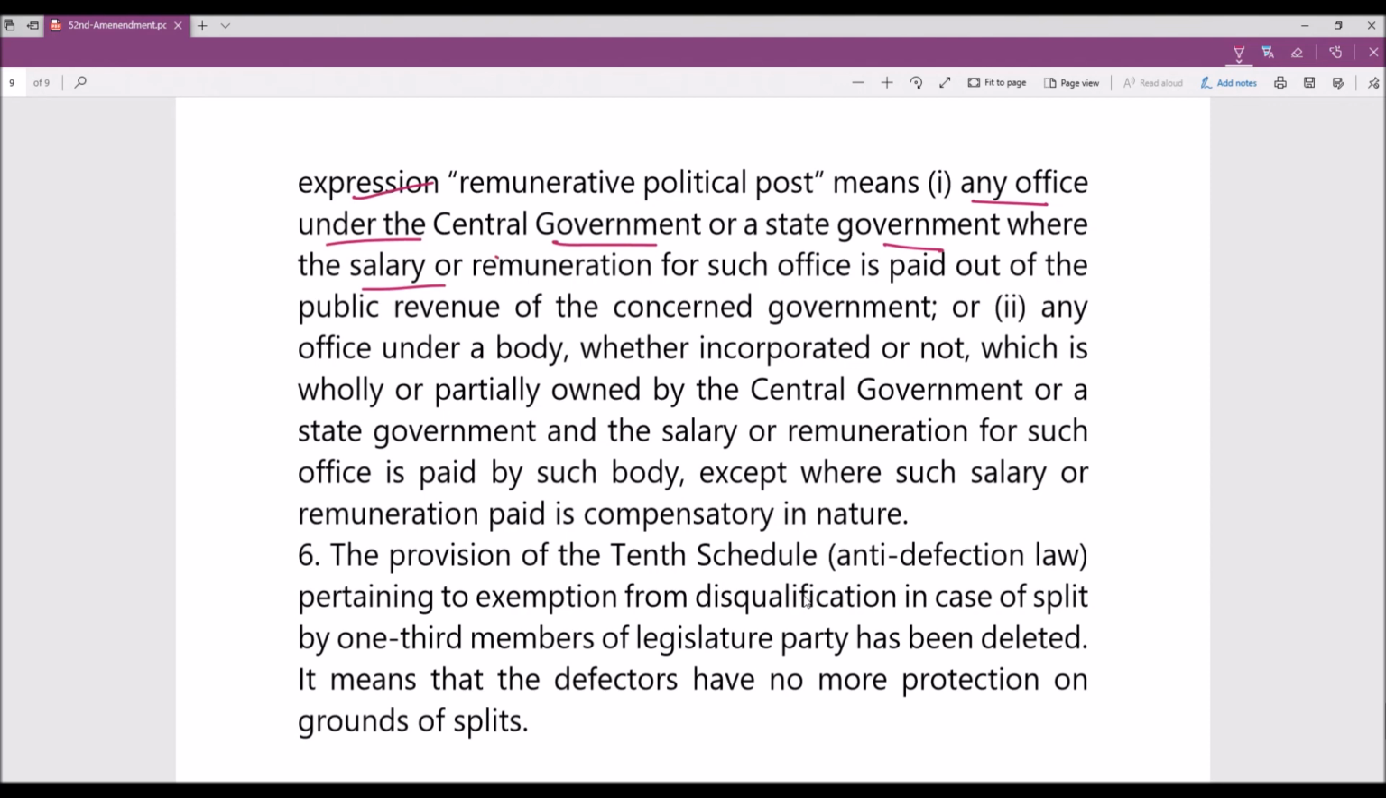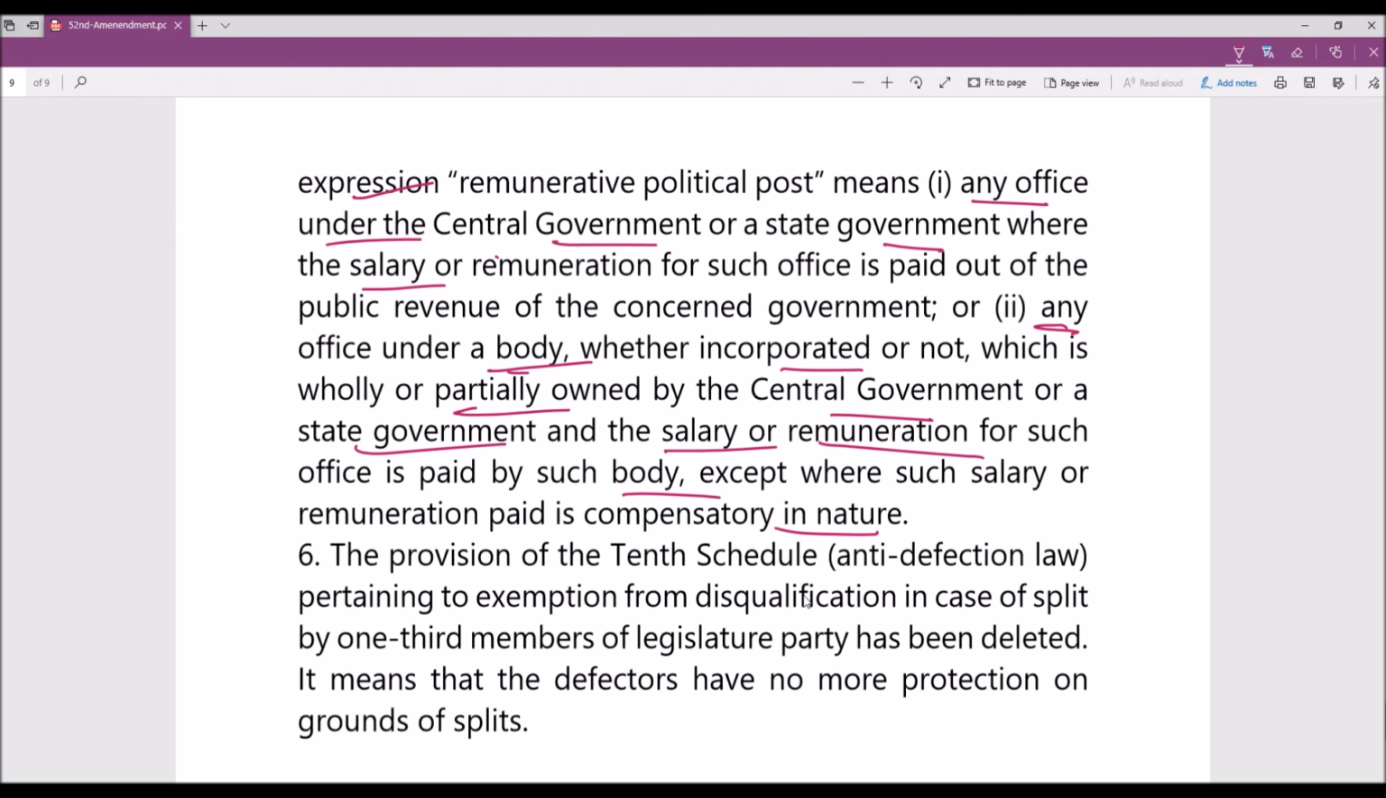Next is any office under a body, incorporated or not, which is wholly or partially owned by the central government or state government, where the salary or remuneration of such office is paid by the body, except where the salary or remuneration is compensatory in nature. What it's saying is, in short, he cannot hold any office of profit.